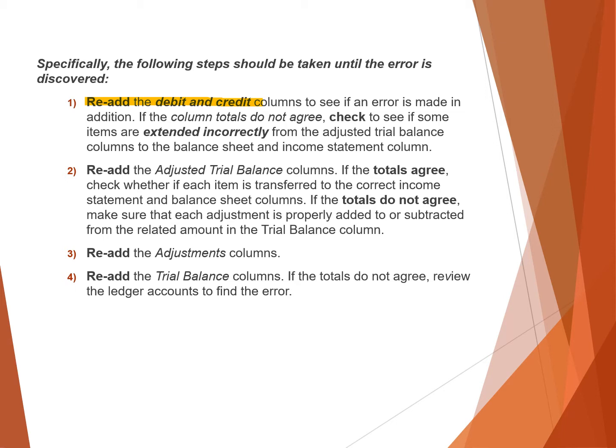Now, if the column totals do not agree, you need to check to see if some items are extended incorrectly. Anong ibig sabihin niyan? Maaari kasing debit na ilagay natin sa credit, or maaaring nasa credit na ilagay naman sa debit side. Next is re-add the adjusted trial balance column. So you have to see if the totals agree.